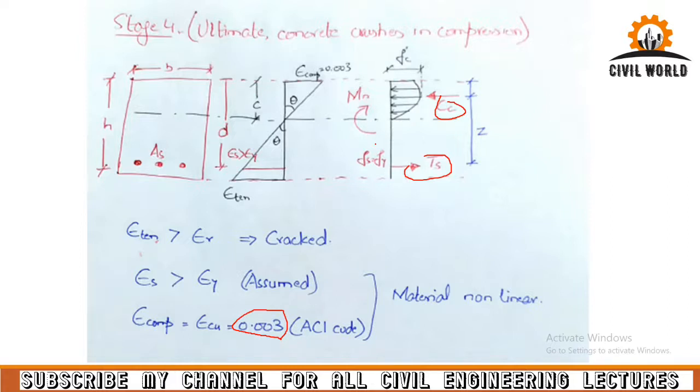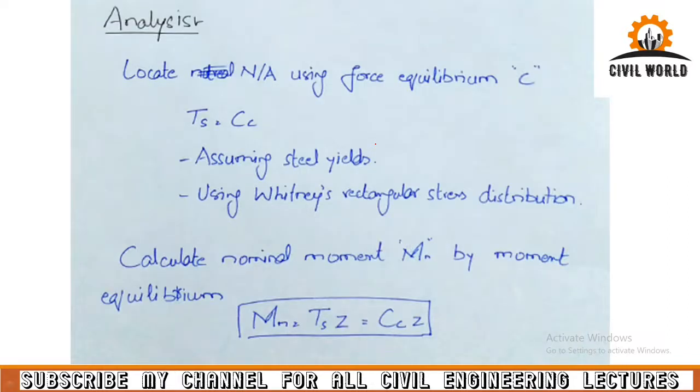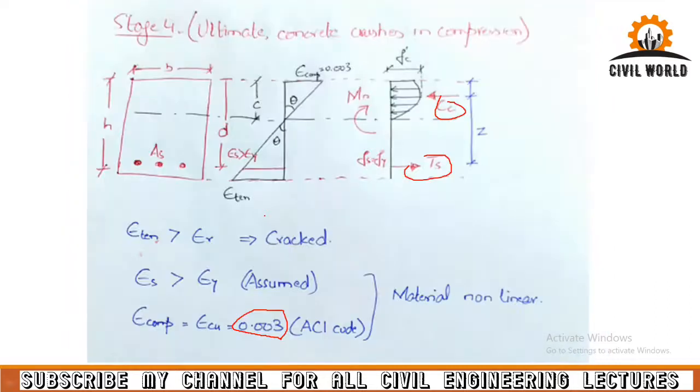The analysis procedure is similar. We first have to calculate c, which is the location of our neutral axis, by the force equilibrium method. Tension force in steel is equal to compression force in concrete, as we already assumed that steel yields, so this is our assumption.